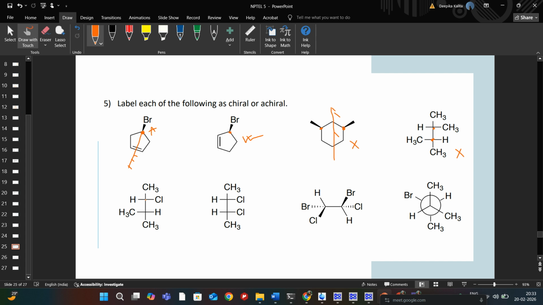In the next compound, you see that there is a chiral center present. Hence, this molecule is a chiral molecule. In the next molecule, although we have two chiral centers present here, this molecule can be divided into two equal halves with respect to this plane of symmetry. Hence, overall, this molecule will not be chiral. It is a meso compound.